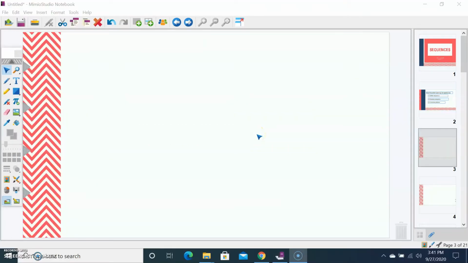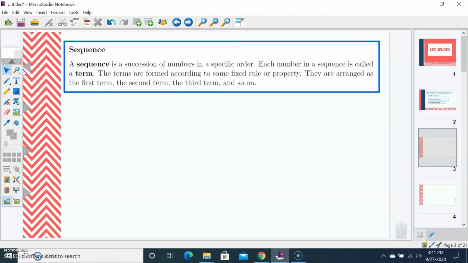So now, what is a sequence, or how do we define a sequence? A sequence is a succession of numbers in a specific order, meaning it follows a certain pattern or order, and each number in a sequence is called a term. The terms are formed according to some fixed rule or property. Kagaya nga ng sabi ko, it should follow a specific pattern or specific order.